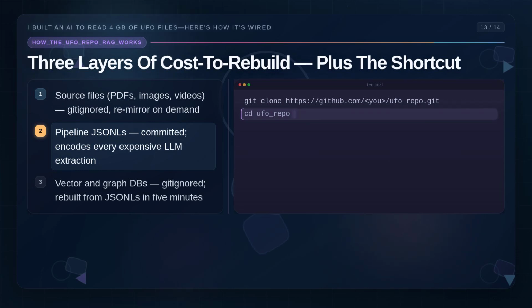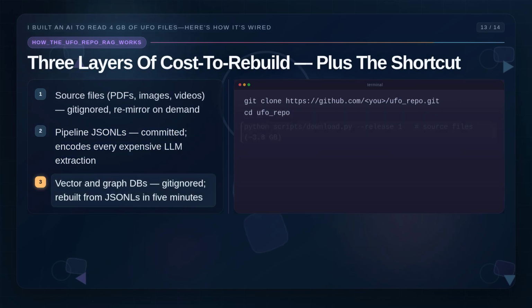The pipeline JSONLs are about 30 megabytes total, and they are committed. They cover the OCR output, the captions, entity extraction, and community summaries. That's the real value layer, because it encodes every expensive LLM call, and the cloner doesn't pay for any of it again. The vector store and the graph database are Git-ignored because they rebuild deterministically from the JSONLs in about 5 minutes. But there is also a fourth option, which is the shortcut.